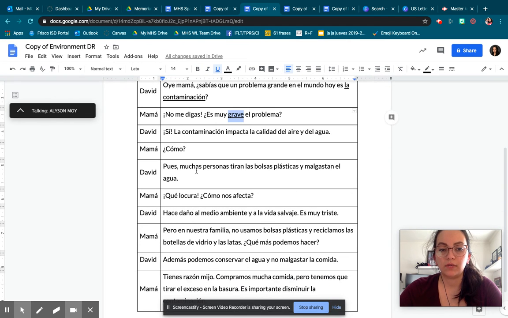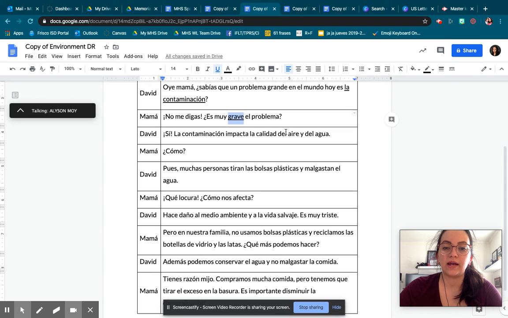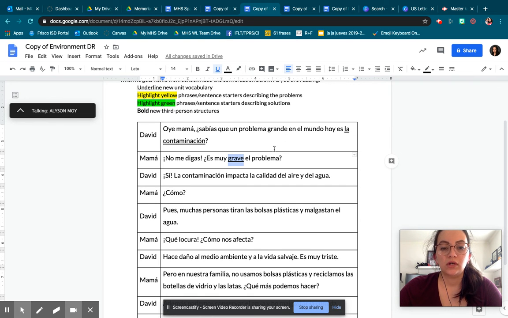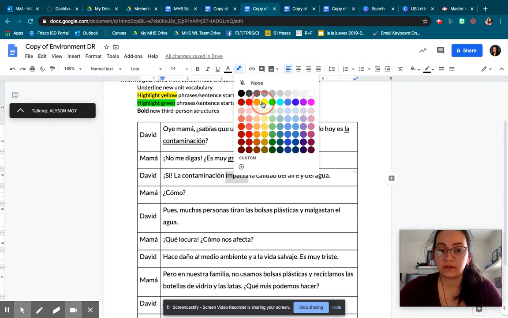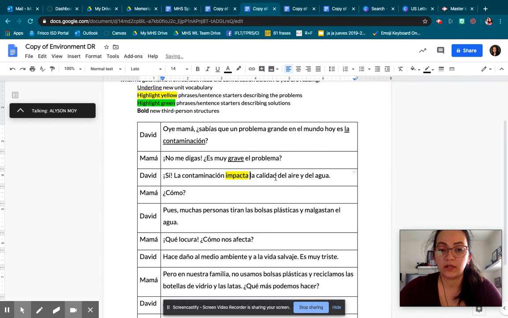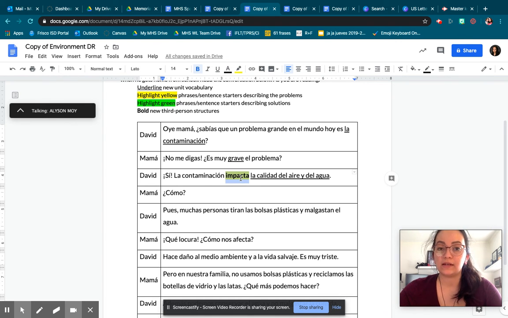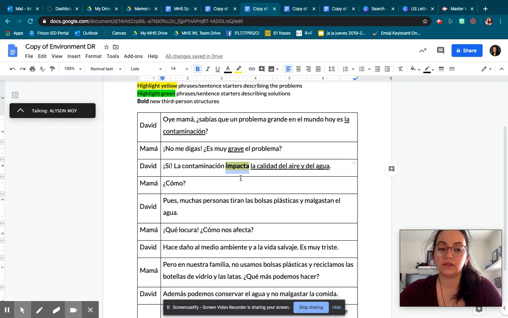Back to my discovery reading. Si la contaminación impacta la calidad del aire y del agua. So he's saying that contaminación impacta. So this is a problem. It impacts the quality of air and of water. So those are vocab terms from our visual vocab. Impacta is also one of our third person structures. Impacta means it impacts. So that's not like an I activity or you activity. It's a third person structure.